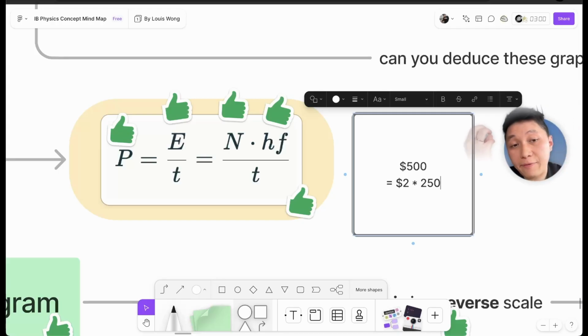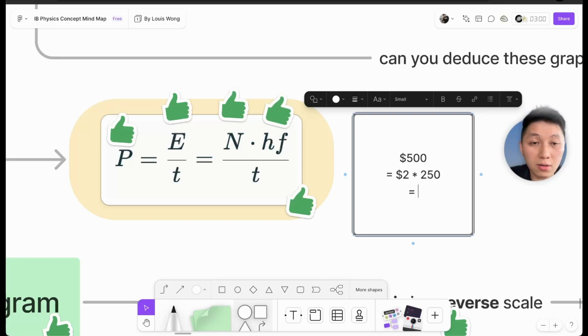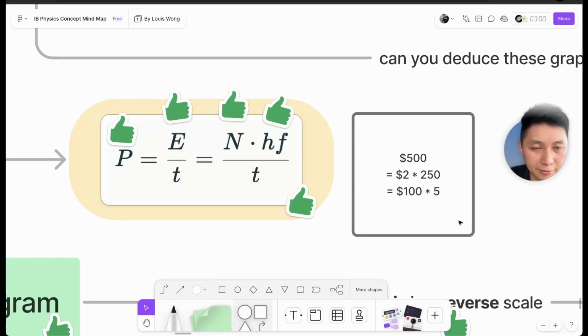So each of them has $2, and then you can have a quantity of 250 of them, or you can have, let's say, 100, but then you can only have 5. Imagine the money is the energy of each photon, and the number behind is how many you can have. So increasing the frequency, increasing the hf, each energy will make it easier to liberate the electron, but at the same time, in theory, it will reduce the current, because the current you can measure depends on how many electrons you can liberate.